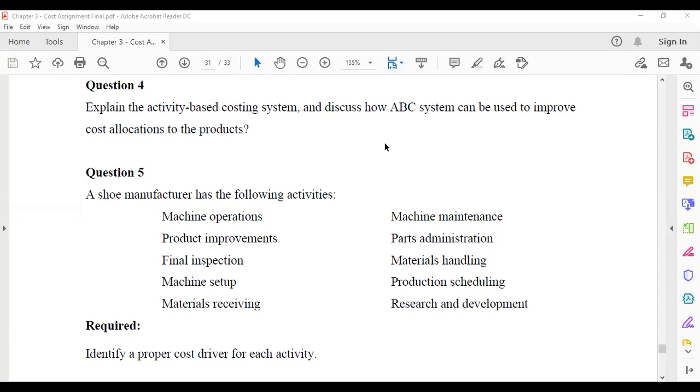This in turn affects the product pricing, thereby the profitability of the business.